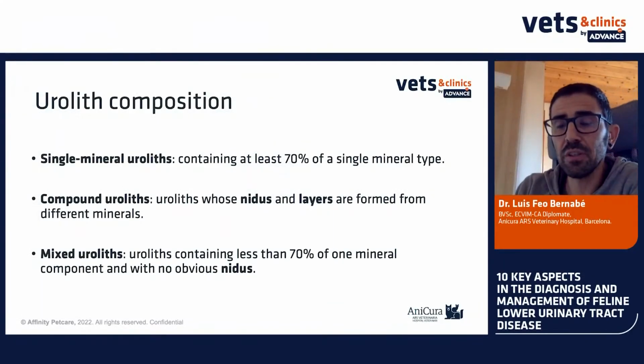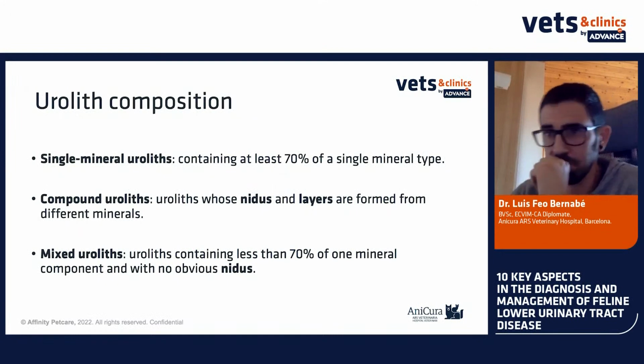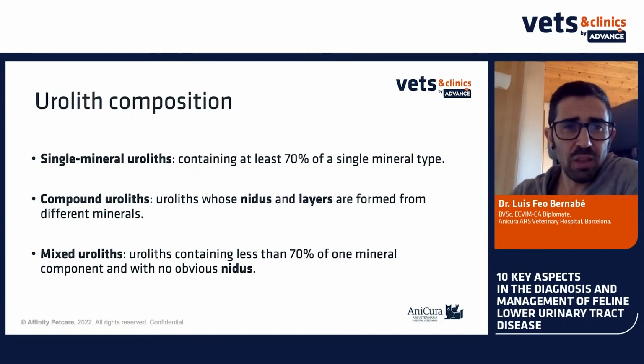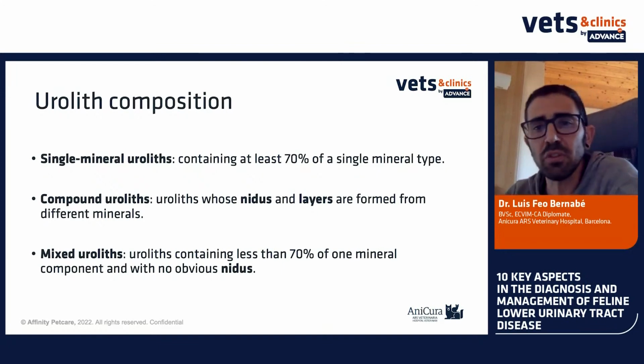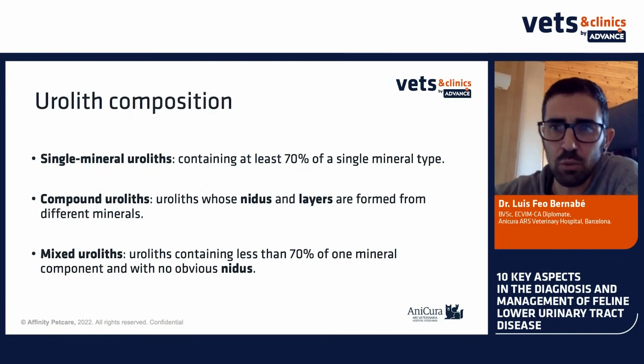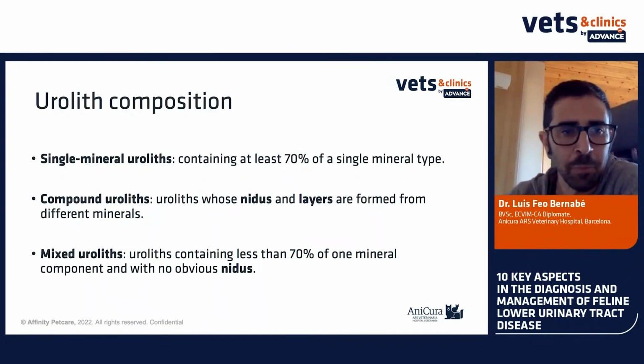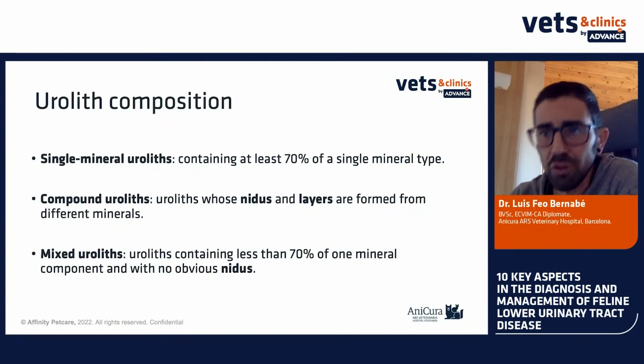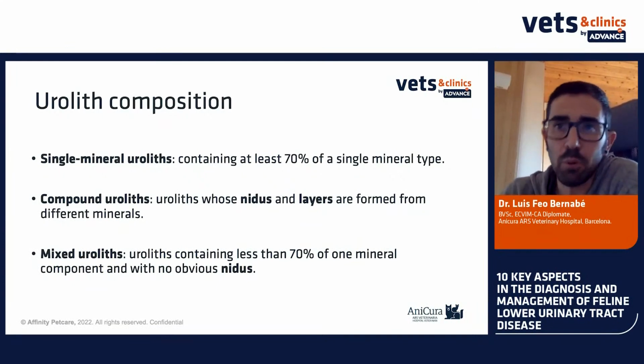Yeah, so first of all, it's very important to remember that when we think about urolith composition, we have three types of uroliths. The first type is the single mineral urolith. That is a urolith that contains at least 70% of a single mineral type. And this is the most frequent situation. Type 1 is what you will see in the majority of your cases. However, you can have two other types that are quite interesting and important.